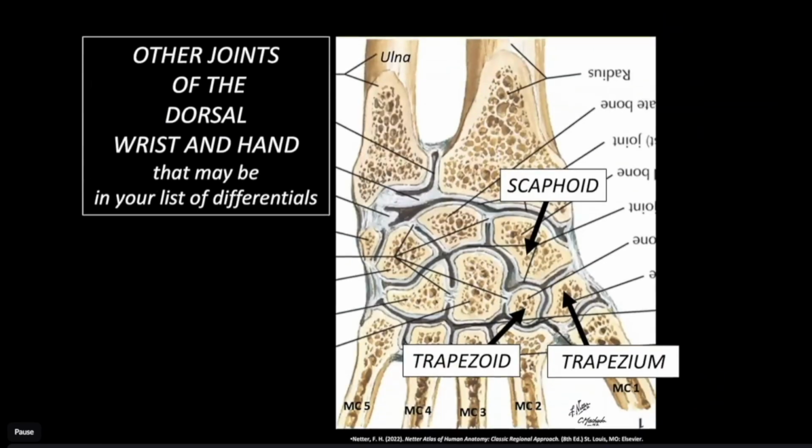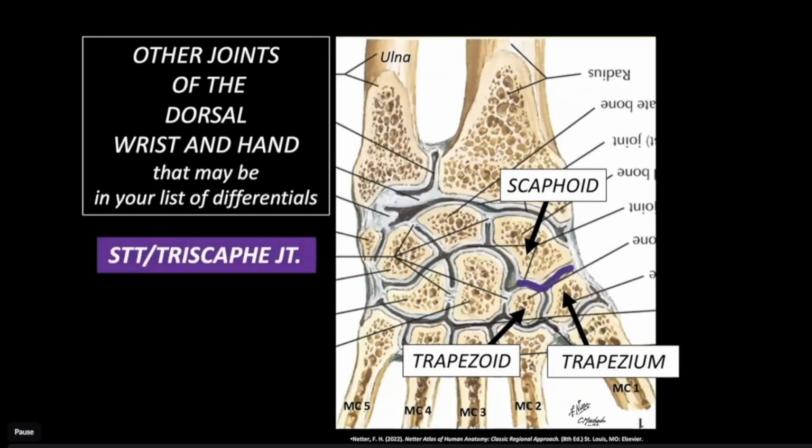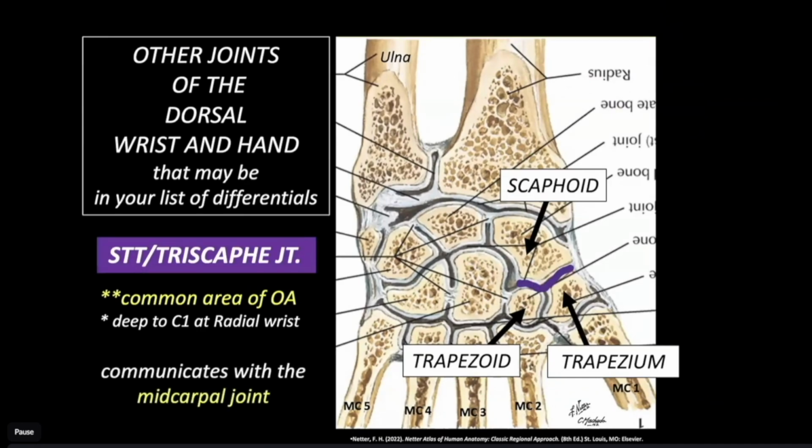Other joints that should be on your radar would be the STT joint or the triscaphe joint, which is the joint between the trapezium, the trapezoid, and the scaphoid. It's a common area of OA, and it's deep to compartment 1 at the radial wrist. So it may be the source of the pain. Patient may be presenting with extensor compartment 1 for assessment, and it may be just because it's the joint. This is going to communicate with the mid-carpal joint.